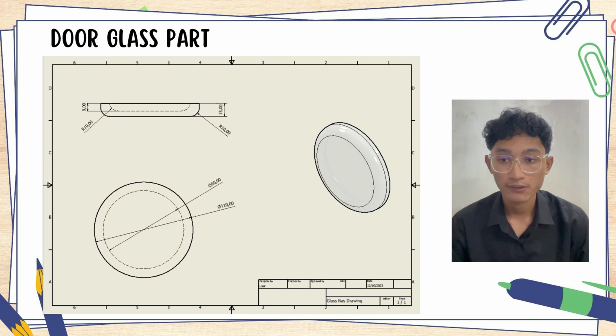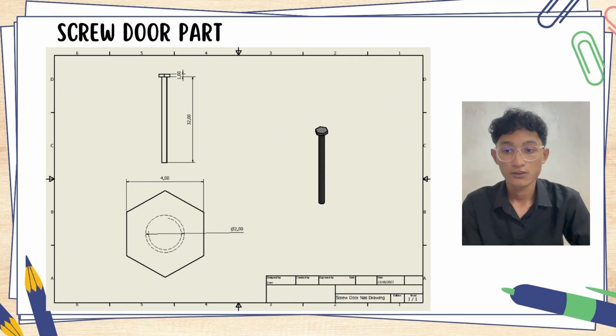Next, the door glass part. For this part, we sketch a 110 diameter and also a 90 diameter, and we extrude to the top 50 mm. For the 90 diameter, we extrude cut 9 mm deep, and the edges of the 90 diameter we fillet in order to achieve the desired result.